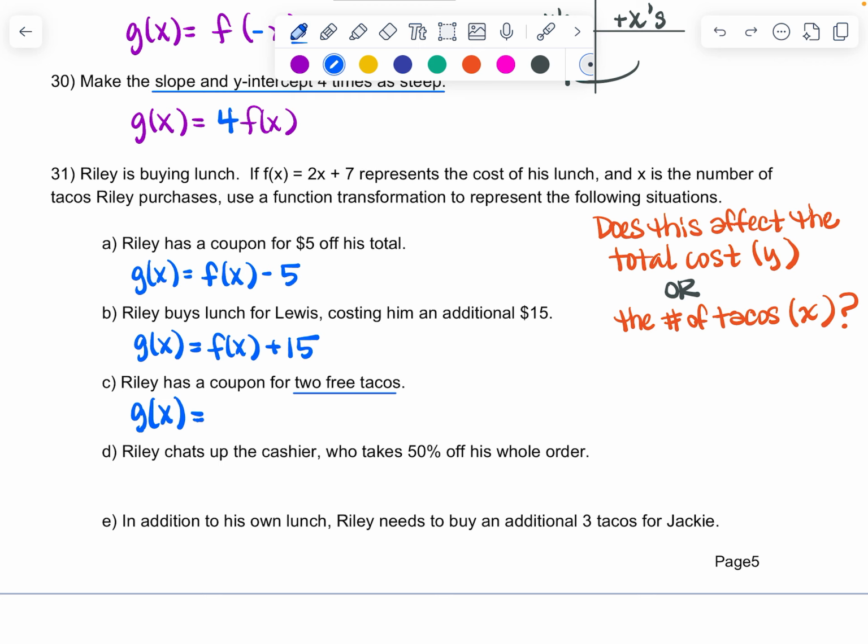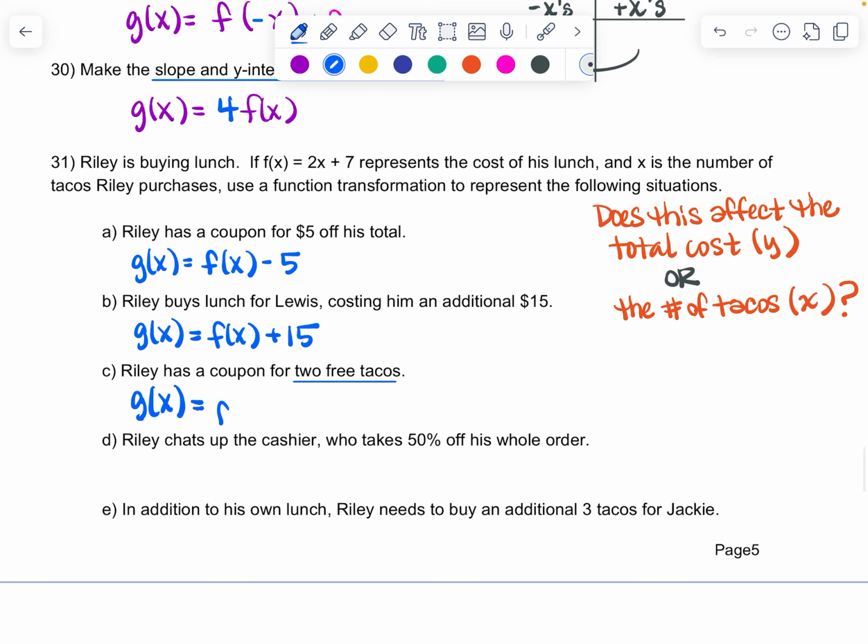So basically, if he got 2 free tacos, we have our original f of x, but he's getting 2 free. Now remember, that means he's actually adding 2 to the number of tacos, but when it's in the parentheses, it's the opposite number that you would expect. So when we see this minus 2, we're like, oh, that means we went right 2, which means 2 free tacos. Again, I know this is kind of weird.